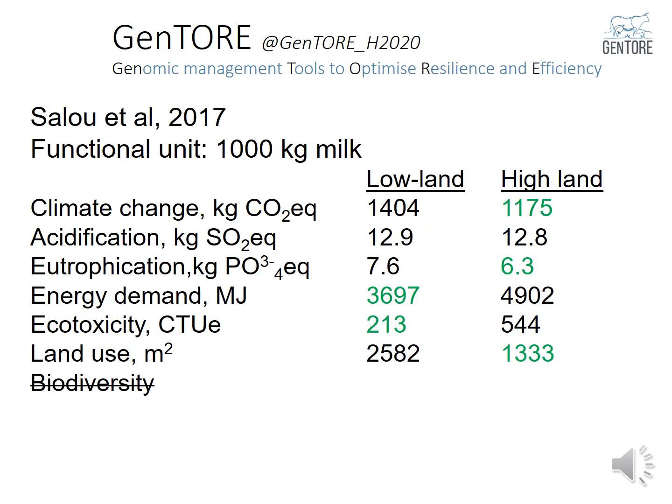The climate impact in carbon dioxide equivalents per ton milk was higher in the highland system than the intensive lowland system. There is almost no difference between the systems in acidification. Higher eutrophication in the highland system, lower energy demand and lower ecotoxicity in the highland system, and higher land use per ton milk in the highland system. Biodiversity was not included in this assessment. With a more efficient system, like the intensive system with high-producing Holstein cows, several of the negative impacts will be lower per kilo milk.